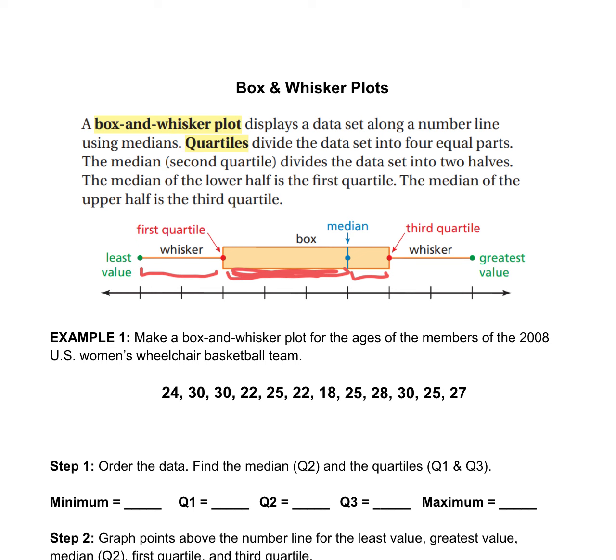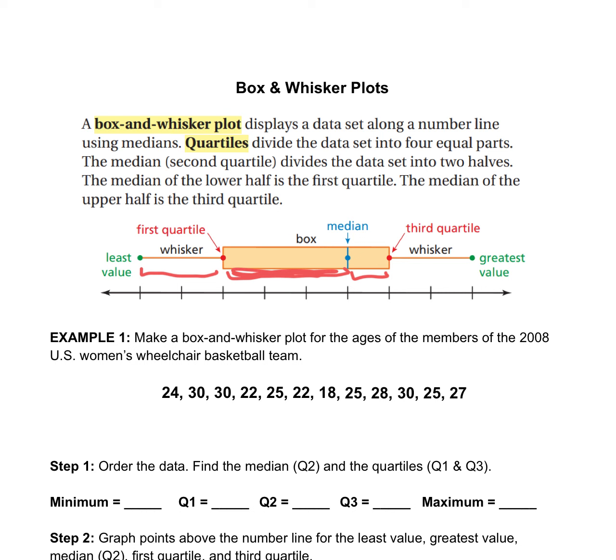In order to make a box plot like the one you see here, you just need to follow these steps. Step 1, you're going to take your data and put it in order. The data given here is the ages of a women's wheelchair basketball team, and they're randomly distributed. I'm going to pause this video and put this data in order from least to greatest. Okay, now I put my data in order from least to greatest, and I realize there are 12 pieces of data, 12 women here.